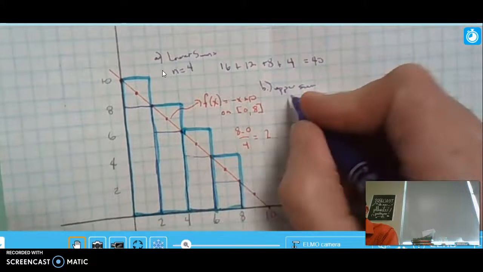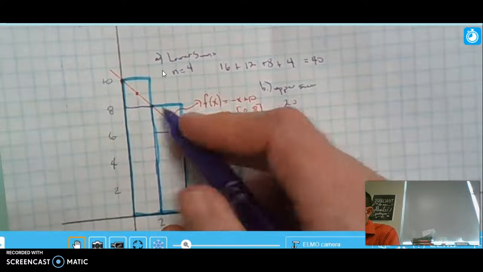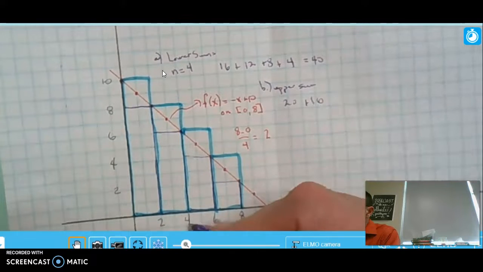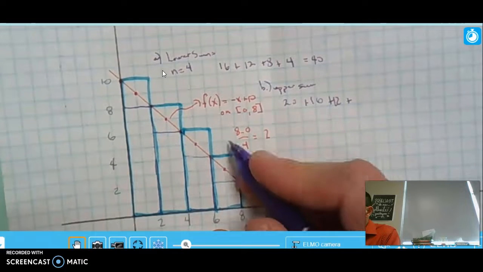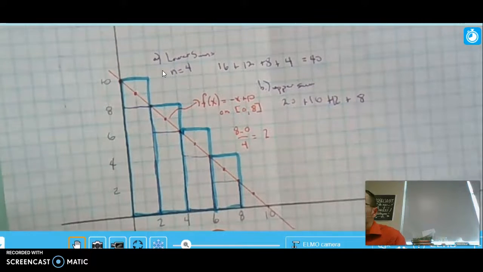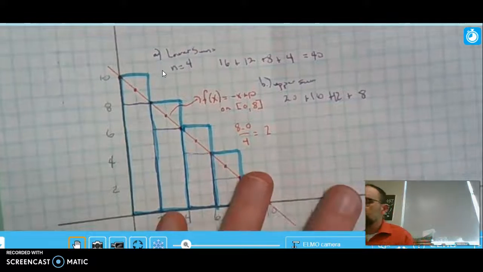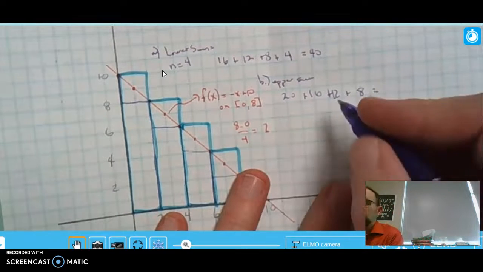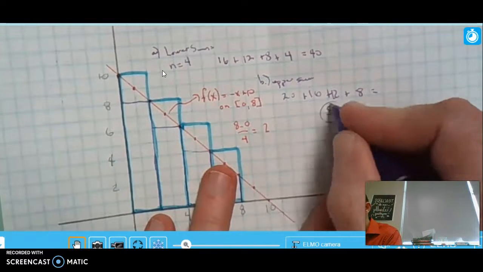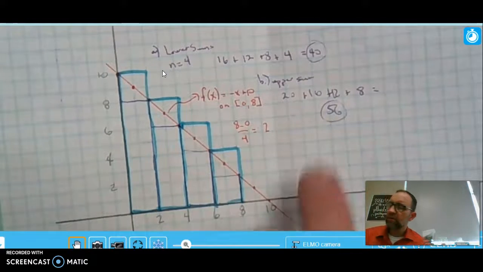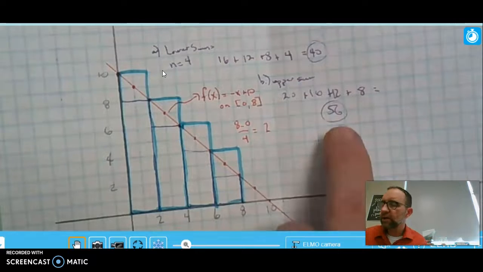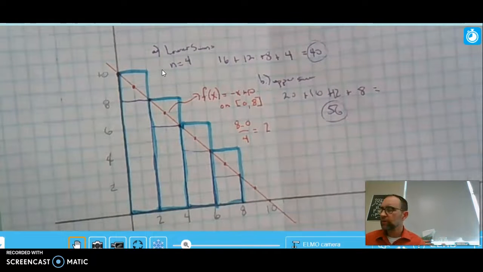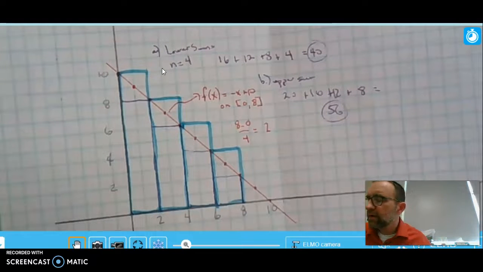is going to be 2 times 10, or 20, 2 times 8, or 16, 2 times 6, or 12, and 2 times 4, which is 8. So I believe if you add up those 4 numbers, you're going to end up with 56. So if this is the lower sum, and this is the upper, the actual area underneath that curve has to be somewhere in between those two. So I'll let you try it when n is 8 for both the lower sum and the upper sum, but that's the idea behind this.